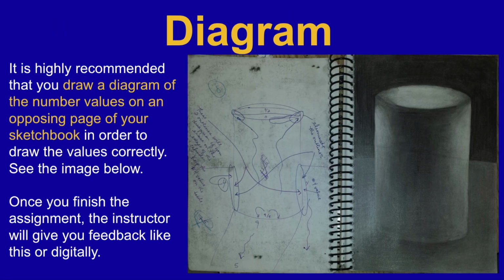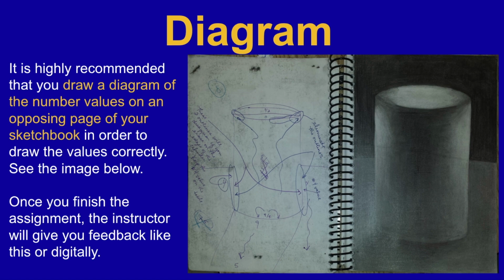Another thing that we need to talk about is that you should draw a diagram in your sketchbook or on another piece of paper so that you can compare your drawing with what the object should actually look like in space. What the instructor will do is they're going to create a diagram with numbered values, and that's why you numbered that stepped value scale in order to create different parts of your drawing.